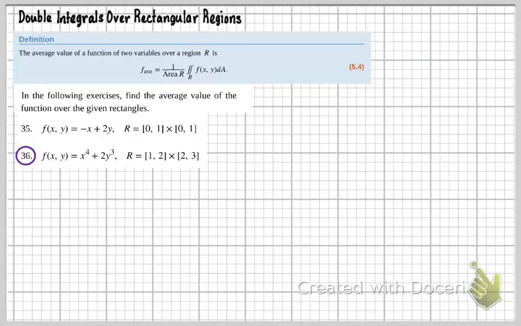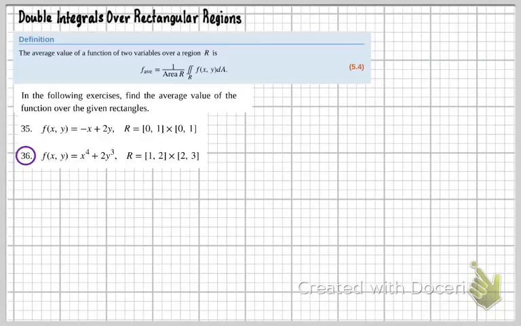It says the average value of a function of two variables over a region R is 1 over the area of R times the integral of f(x,y) over the region R dA. So what we're going to do first here is find that area of R.